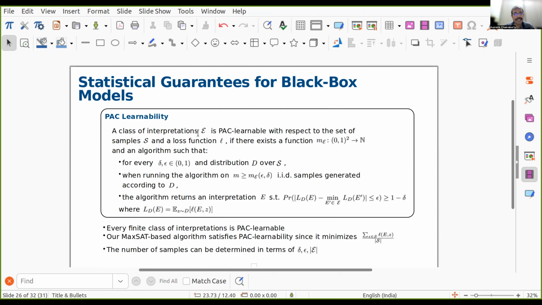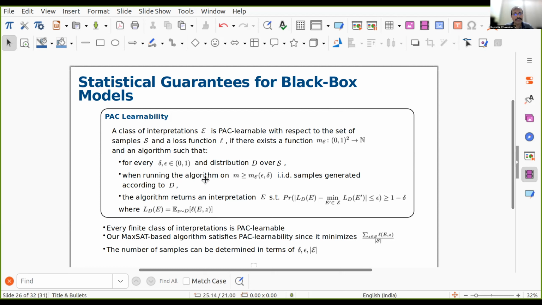So we say that this class of interpretations is PAC learnable with respect to this input-output space and a loss function L, if it is possible for us to find this thing called the sample complexity, where I'll give you a delta and an epsilon between 0 and 1, and this will return a natural number, which has the following property: for every delta and epsilon you give, and for every distribution over this entire space of inputs and outputs, if I ran this algorithm over, what is this algorithm?